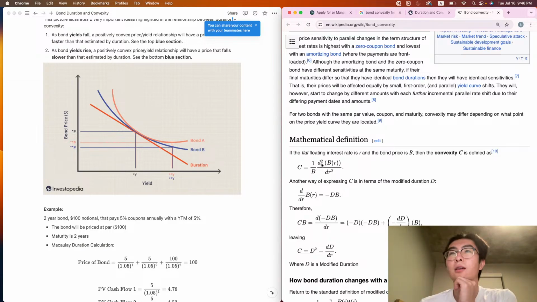I think what this is saying, it is convexity. So this is the bond price with respect to an interest rate R, and we're taking the derivative of this with respect to R squared. So what does that mean if we take the derivative with respect to R squared?